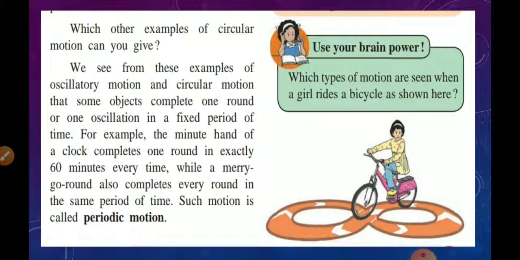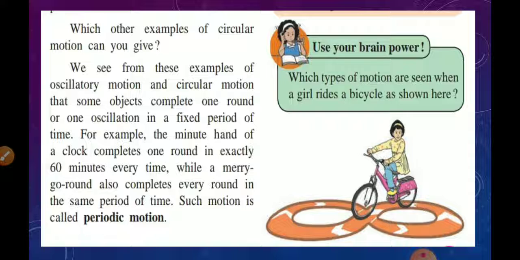Which other examples of circular motion can you give? Can you give me any other example of circular motion here? Not periodic, circular motion. Fan, yes. Wheel of a bicycle, that is also circular motion. Spinning of a top, that is also an example of circular motion. Revolution of earth, that is also an example of circular motion. Helicopter blades, motion of a wheel.